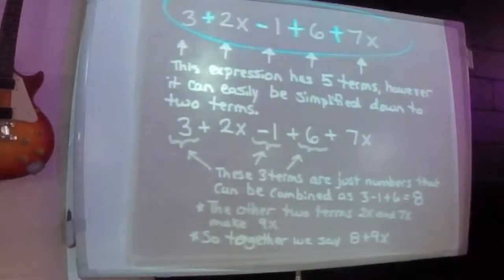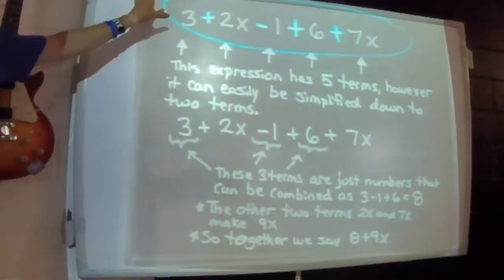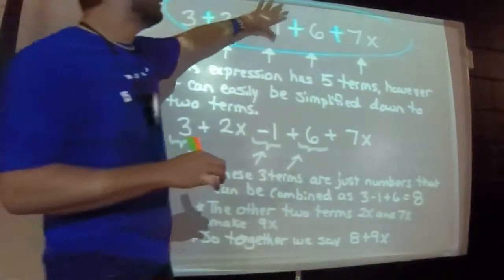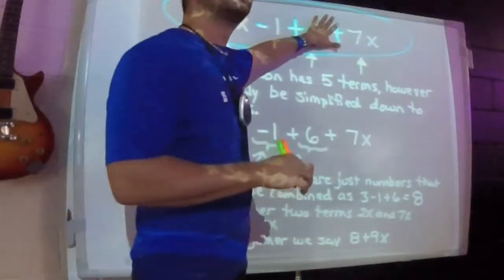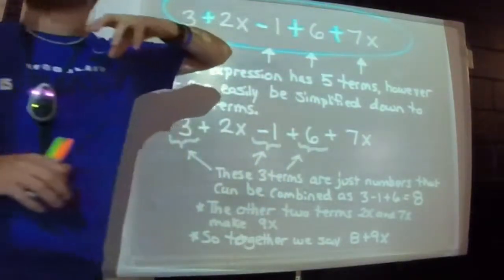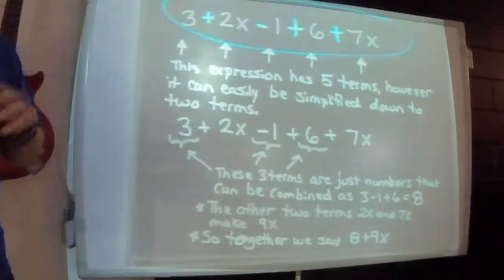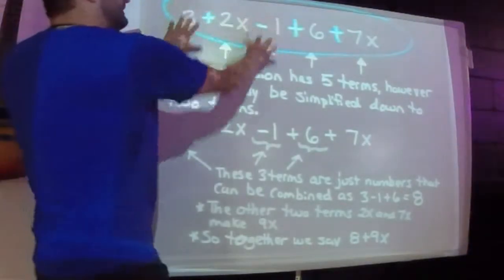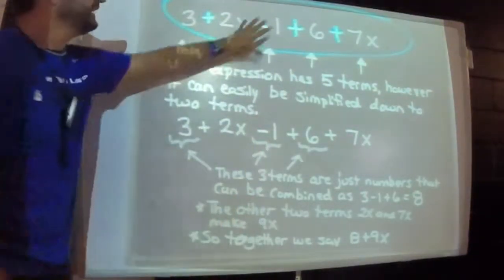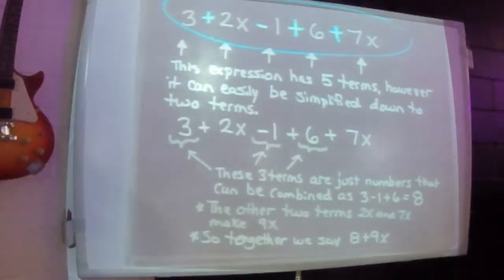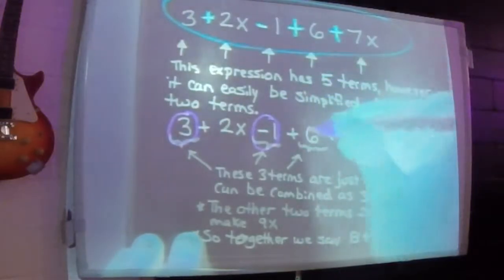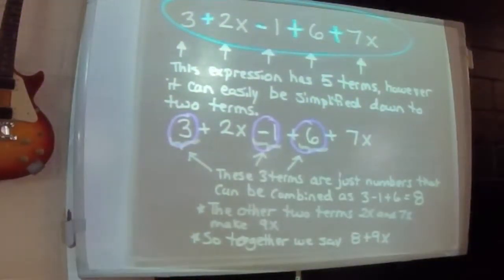If you look, there's 3 of them, of these pieces, that have no x's on them at all. This one, 3. This one, -1. This one, 6. Think of those like blue Legos. Let's just put all the blue Legos together as if we're just going to pull them out of the expression. 3, -1, and 6. They could all go together.